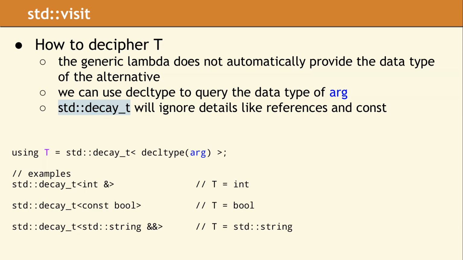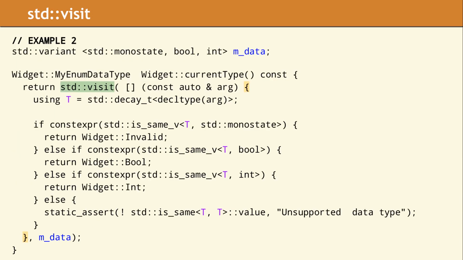Now that we know the base T, it can be leveraged in the visitor function. In this example of a visitor, we are only interested in the data type of our argument. We start by declaring a data member in our widget class, which is a variant. The first alternative in this variant is std::monostate, which indicates an empty value. It could also contain a bool or an int.